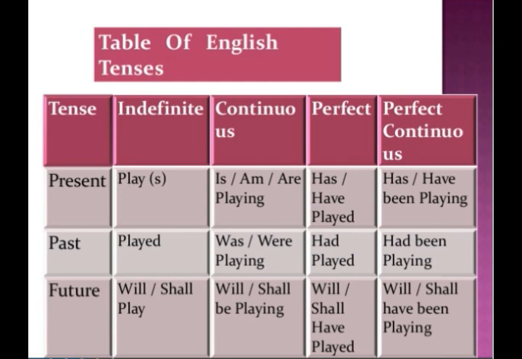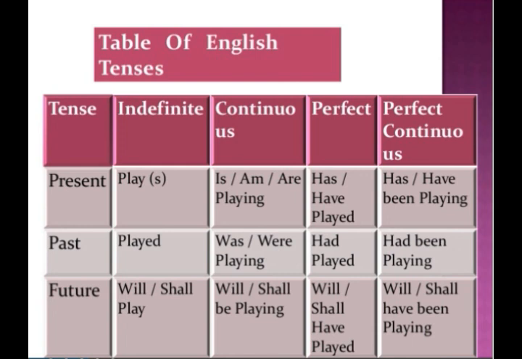Now come to the perfect. First come to the present perfect, then past perfect, and then we see future perfect. See, in perfect tense, we always use third form of verb. Again, the difference is of using of helping verb. In present perfect, we use has or have with third form of verb. While in past perfect, we use had with third form of verb. While in future perfect, we always use will or shall with have and third form of verb.